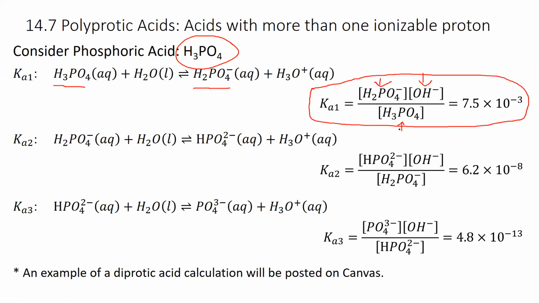So we're actually going to look at this a little bit more when we talk about buffers, because I think it's easier to deal with these in buffers, because what's nice about a polyprotic acid is that there isn't just one Ka, right? There are 3 of them. So the second Ka takes that dihydrogen phosphate and it reacts with water to form hydrogen phosphate, or biphosphate, and hydronium.